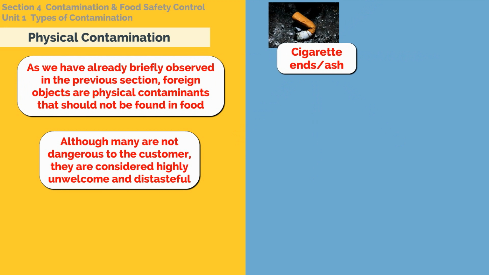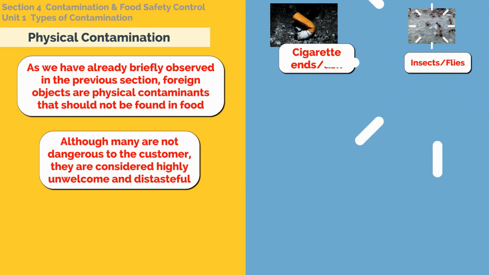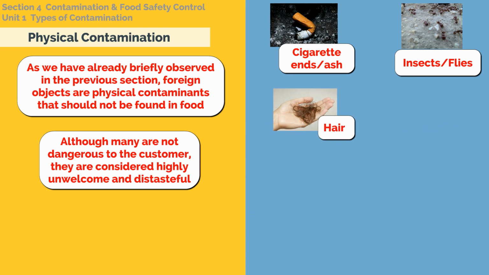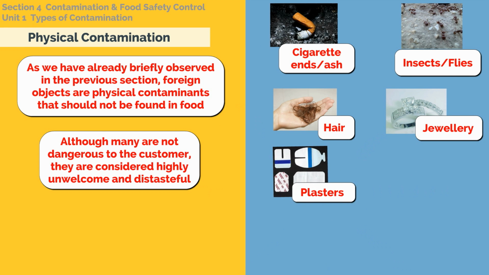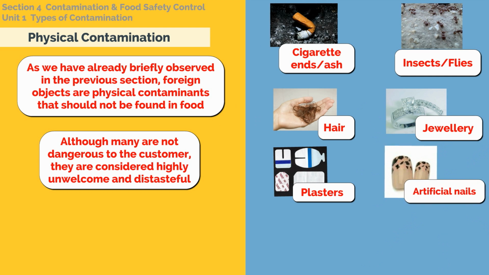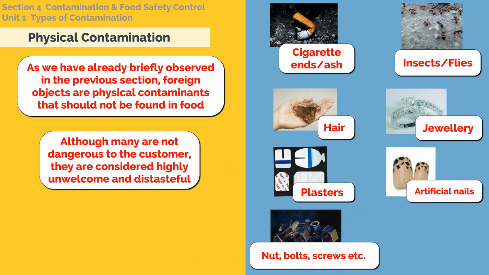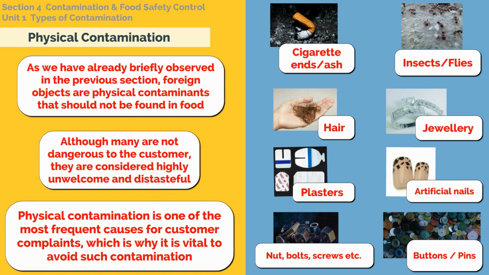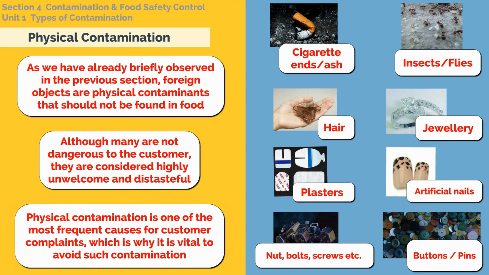Here are some examples: cigarette ends and ash, insects and flies, hair, jewellery, plasters, artificial nails, nuts, bolts, screws, etc., and buttons and pins. Physical contamination is one of the most frequent causes for customer complaints, which is why it is vital to avoid such contamination.